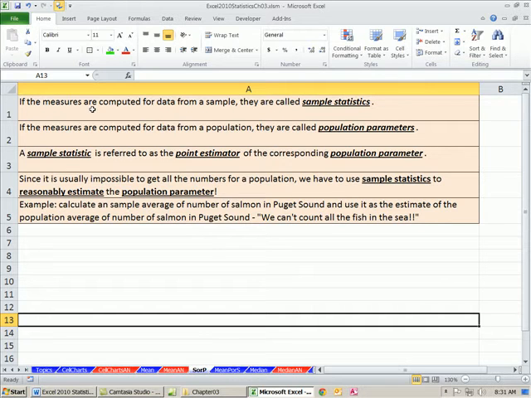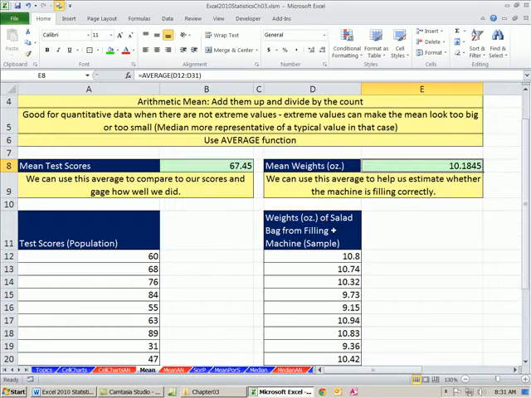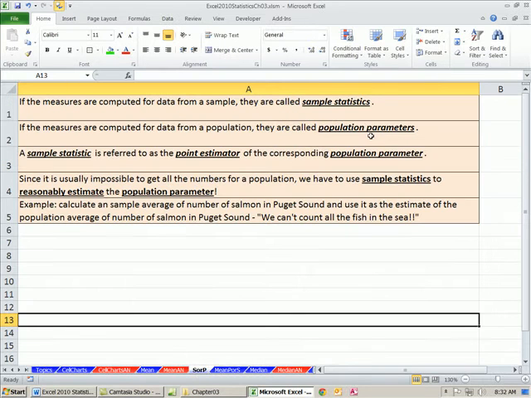If the measures are computed for data from a sample, they're called sample statistics. So our salad weights, this was a sample statistic. It's because we calculated it from sample data. Here, this was a population parameter calculated from actual population data. Population parameters are when you calculate some measure from all the items.